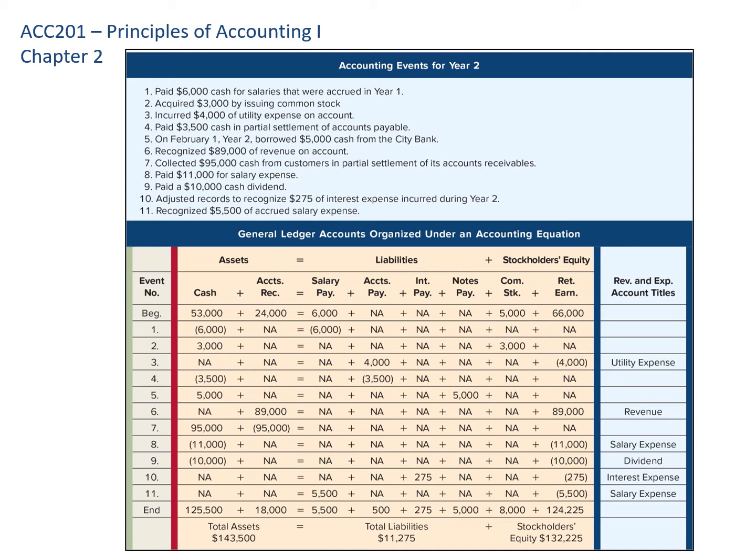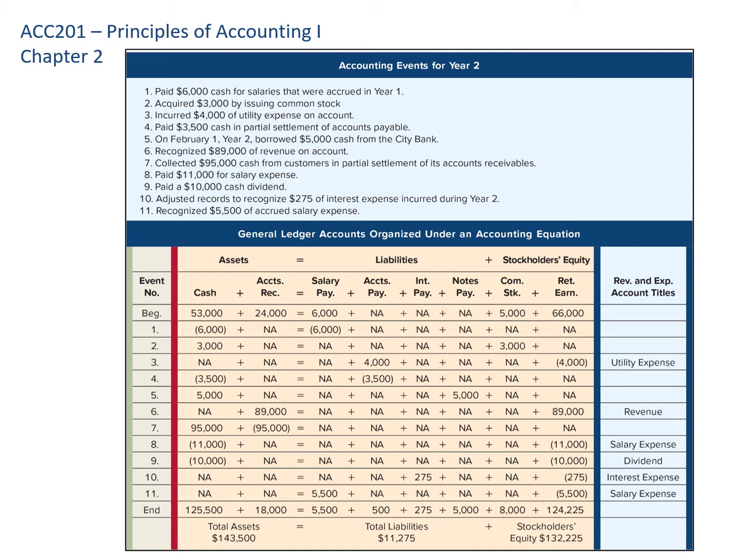Next, we acquired another 3,000 by issuing more common stock. So cash goes up, common stock goes up. We incurred a $4,000 utility expense on accounts. So here's where we'll use accounts payable. So accounts payable goes up and retained earnings goes down to recognize that expense. On February 1st, year 2, we borrowed $5,000 from Citibank. Let's assume that's a note payable. Okay, so $5,000 cash goes up and note payable goes up. Okay, so both sides of the equal sign increase.